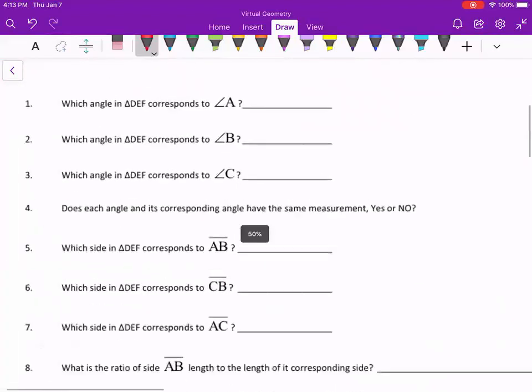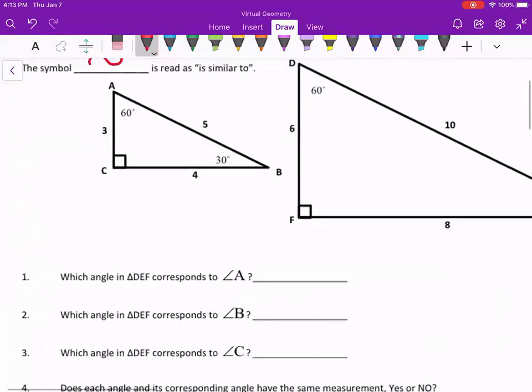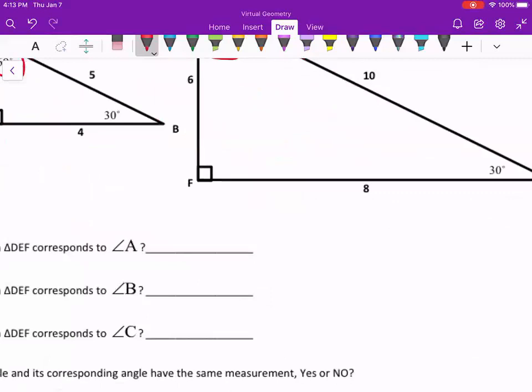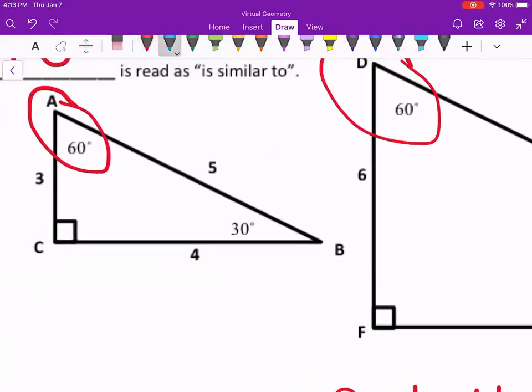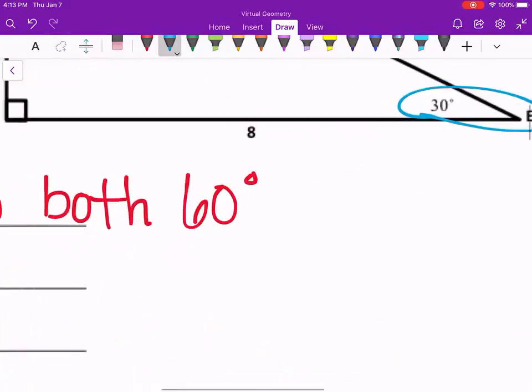Okay, so first off, which angle in triangle DEF, which is the bigger one, corresponds to A? So this is where you have to pay attention to the angles. So angle A is 60 degrees, which matches up with angle D. And why do they match? Because they're both 60 degrees. Now let's do the same thing for the next one. What about angle B? Angle B is 30, which matches up to E, which is also 30.